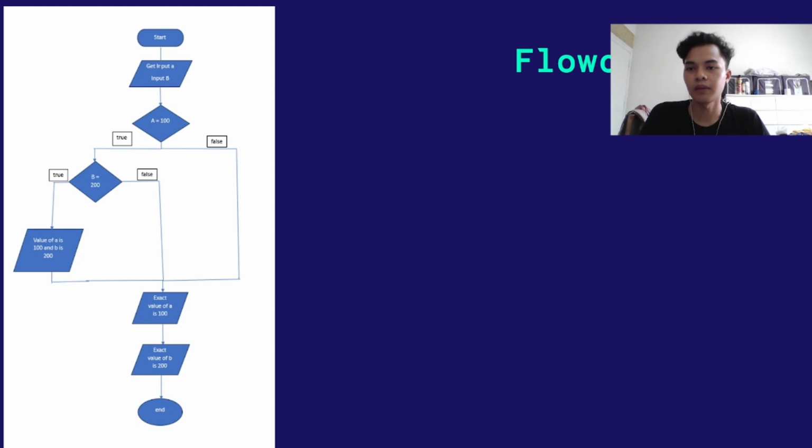Now for the flow chart, start, and then we'll get input A and input B. I've also forgot to mention, I use a nested if for the flow chart. So as you can see, once we get input A and input B, it will automatically direct us to a selection of A equals 100. Now, if A equals 100, which is a true statement, it will then bring us to B equals 100.